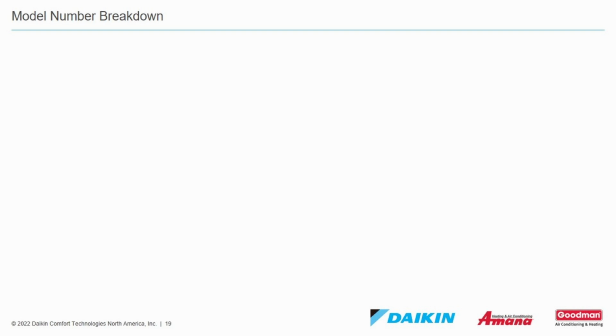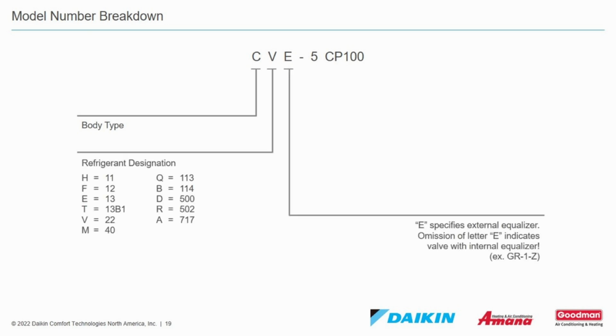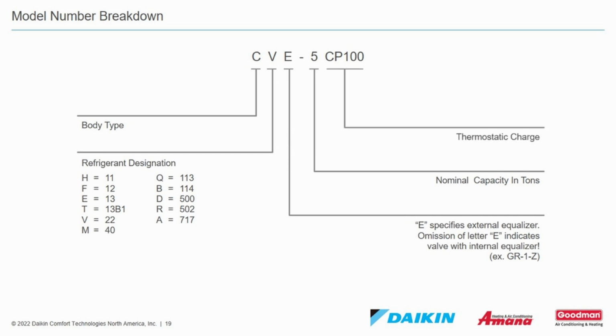The model number breakdown for the TEVs. First position is the body type. Second position is the refrigerant. If there is an E in the third position, it signifies it is an externally equalized TEV. If there is no letter E, that indicates the valve is internally equalized. For example, GR-1-Z. The next position is the nominal capacity in tons. And the last position is the thermostatic charge.